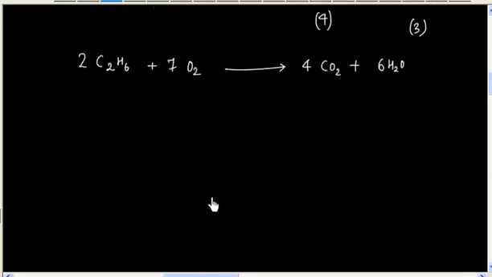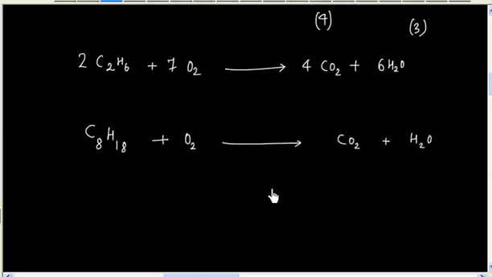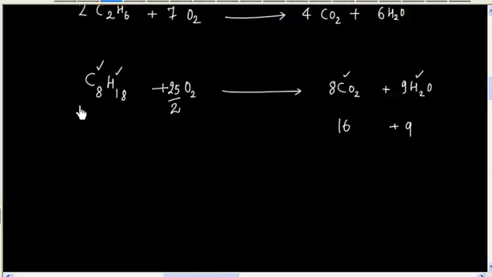Now let us try this molecule C8H18 plus O2. This gives CO2 plus H2O. Now you see this side we have 8 carbon, this side we have 1 carbon. So multiply by 8, carbon is balanced. 18 hydrogen, 2 hydrogen, multiply by 9. Now last we have to balance oxygen. So 16 oxygen plus 9 oxygen. So we have 25 oxygen. So we have to multiply by 25 by 2. And then we can multiply by 2 throughout.